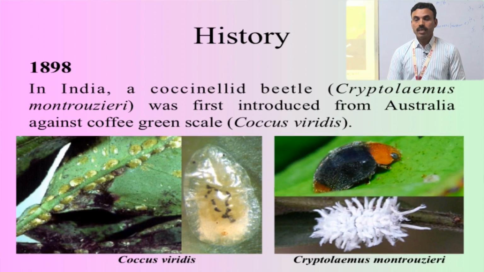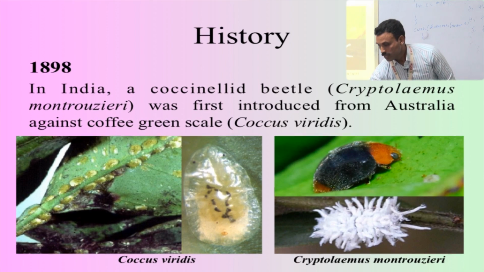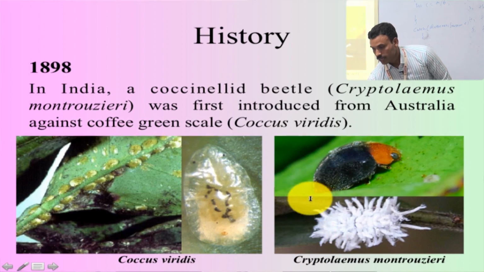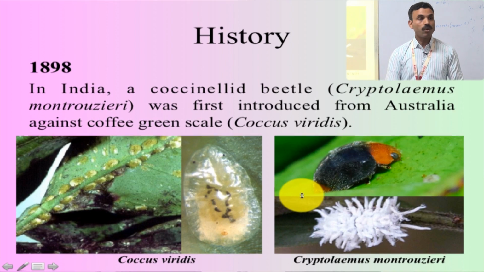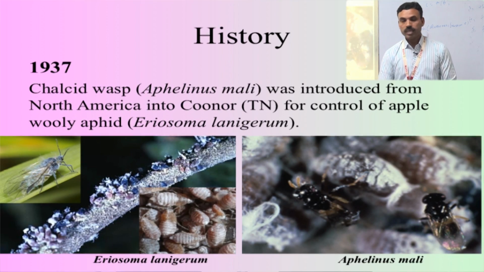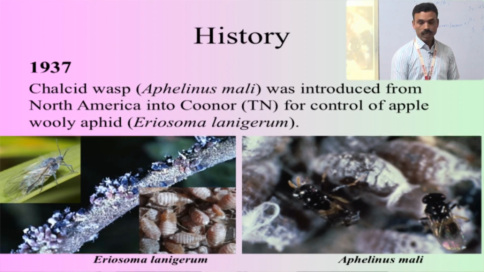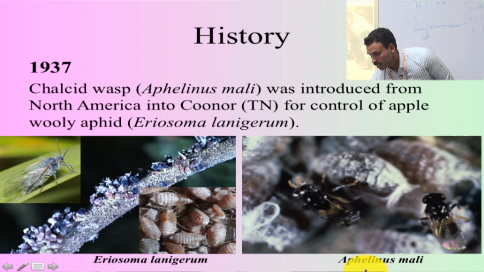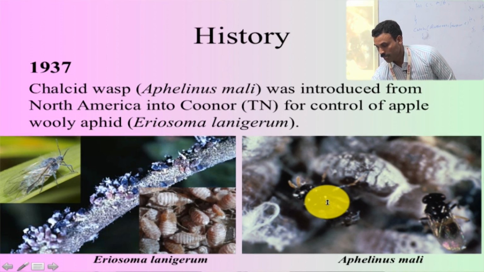Next is 1898 in India, the coccinellid beetle. You can see here the coccinellid beetle. They have controlled the coffee green scale. And in 1937, the chalcid wasp, a hymenopteran, was used in Kodur, and it was brought from North America for the control of apple woolly aphid, and it was successful. You can see here the small Aphelinus mali parasitizing this woolly aphid.